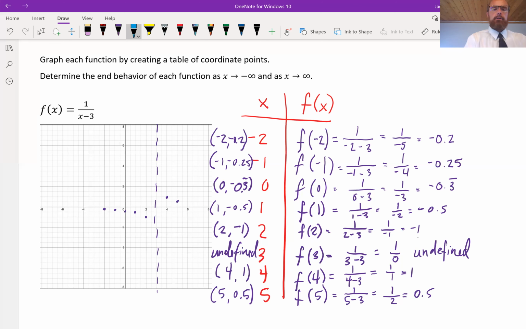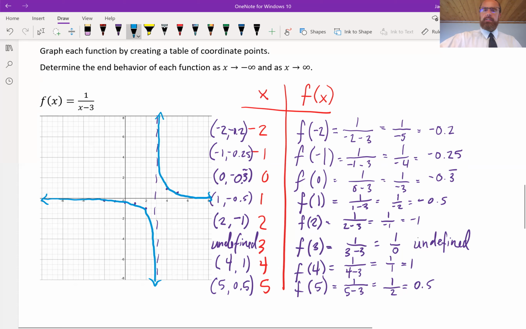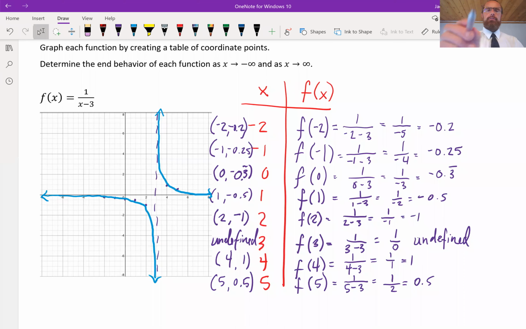Let's sketch that curve. So definitely this left side starts very close to the x-axis on the left. We'll use that in a moment to describe the end behavior. The right side starts very close to that vertical asymptote and then assumes a position very close to the x-axis as it heads over to the positive x values. So that first task is complete. We have graphed the function.